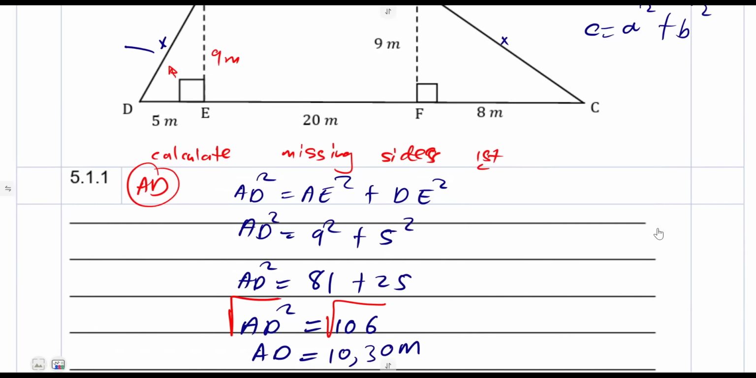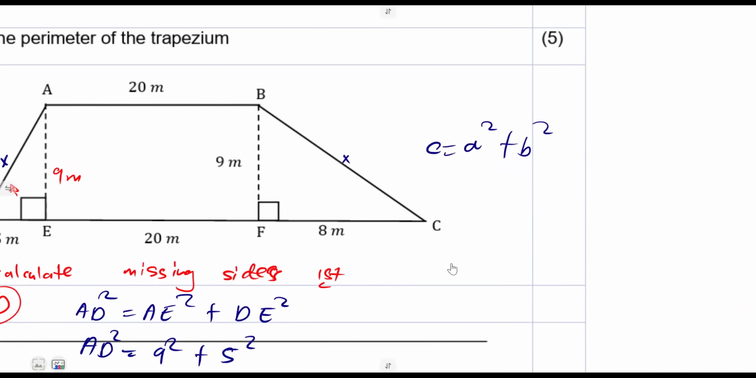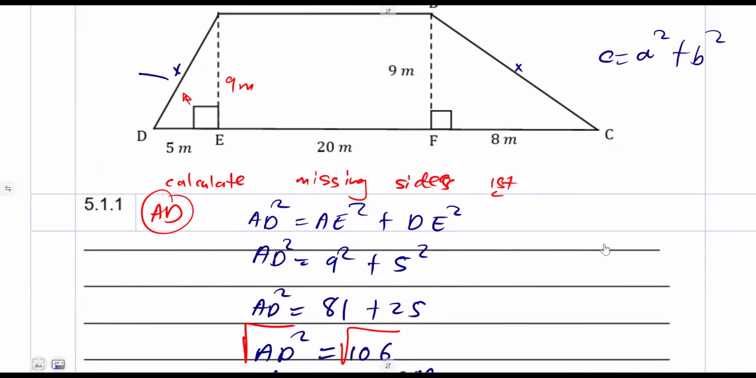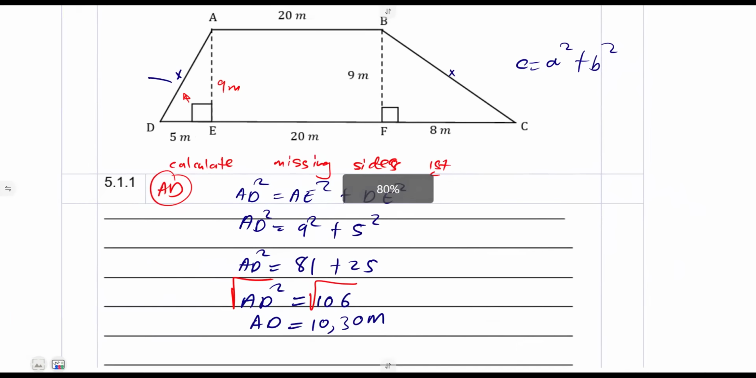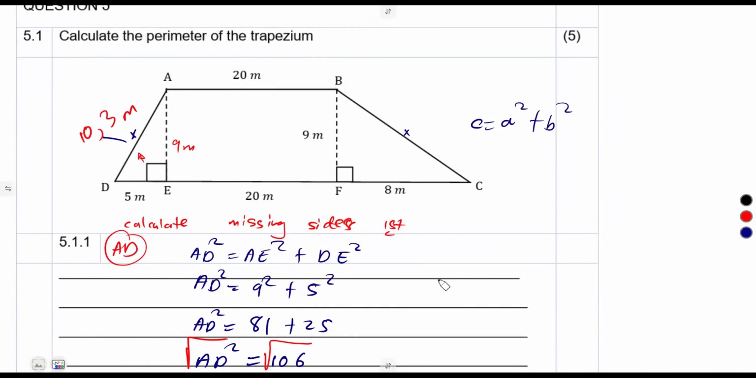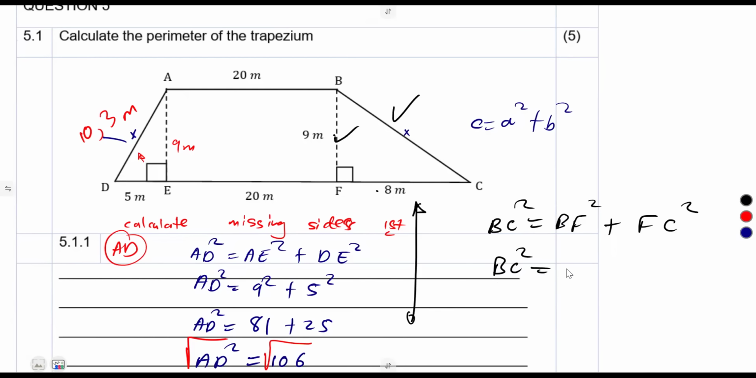Okay, the same thing, we can calculate this missing side because we have got AD. We've got this one, 10.3 meters. Then BC, you can do the same thing to find BC. From our Pythagoras theorem again, BC is our hypotenuse. So BC squared is equal to the squares of the shorter sides, BF squared plus FC squared. So BC squared is equal to BF 9 squared plus FC 8 squared.